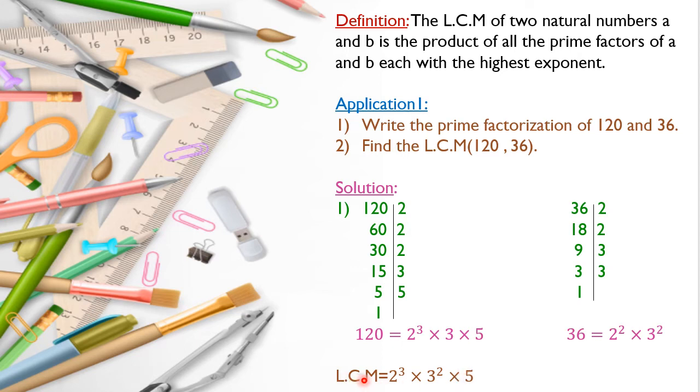So ال LCM صارت 2 cube times 3 square times 5، لكن باخذ كل الأرقام بالأول اللي طلعوا عندي البرايم نمبرز اللي طلعوا من ال 120 و 36، هون طلع عندي 2 و 3 وال 5. برجع للباورز بشوف أي أكبر باور بحطه فوق كل رقم.